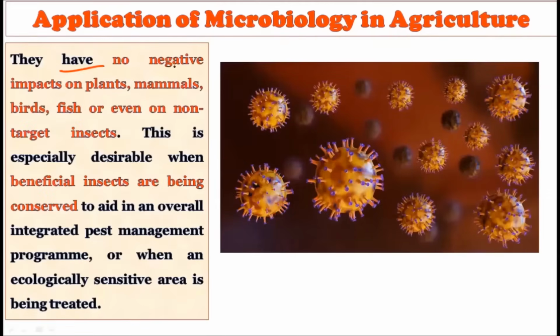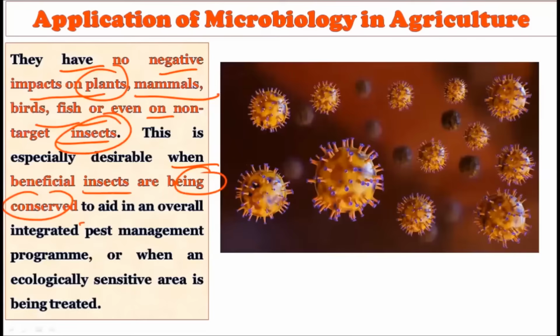See, they have no negative impact on the plants. Plants are not negatively impacted by these baculoviruses, nor are mammals, birds, fish, or even non-target insects. So there is no side effect of the baculovirus on the other organisms which live there, just like plants, mammals, birds, fish, or even non-target insects. Only the targeted insect is harmed by the baculovirus. Now see, this is especially beneficial when beneficial insects are being conserved for an overall integrated pest management program, or when an ecologically sensitive area is being treated.